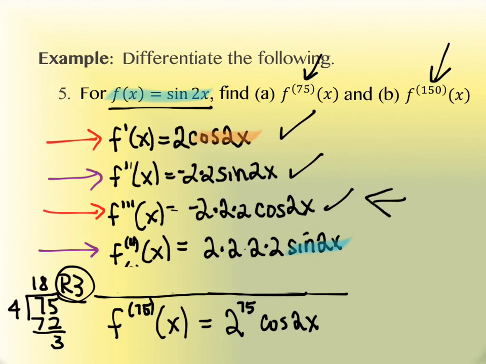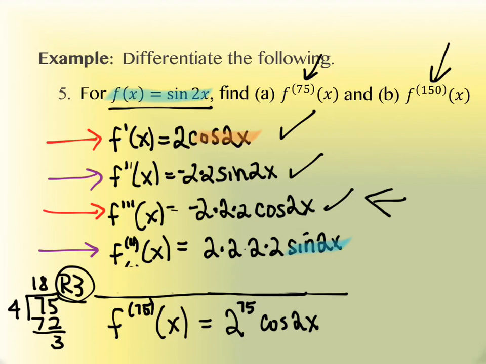Because if I do this 4 times, I get the 4th derivative. If I do it 8 times, I get the 8th derivative. If I did it 12 times, it'd be down to the 12th derivative. So I'm going up by multiples of 4. So if I did it 18 times, I would be down here at the 72nd derivative. I would be back down at the bottom again.